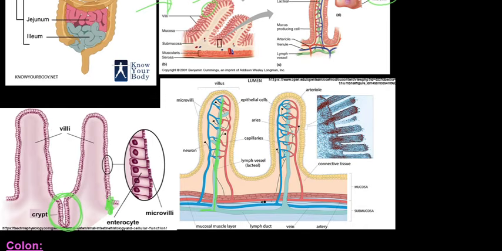So the crypts of Lieberkühn also secrete digestive juices, and they play a role in digestion, whereas the Brunner's glands secrete an alkaline fluid that will help neutralize the very acidic juices that were coming out of the stomach into the small intestine, so it doesn't damage the small intestine. And then, like I said, the millions of villi increase the surface area for absorption of these digested nutrients.